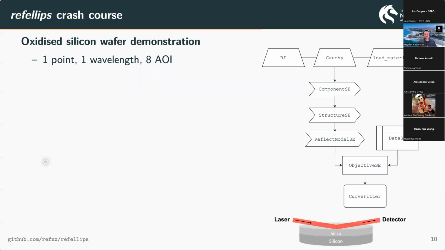So at this point, we've heard a little bit about what Refellips is and why we decided to make it. So now I'm going to dive into a quick crash course on how to use Refellips. And for this, I'm just going to use a simple oxidized silicon wafer, little schematic down here, but I'm sure we all know what that is. And for this demo, I've also only chosen a data set that relates to one point on the surface, a single wavelength, and 8 angles of incidence. And you can see here on the right, the flowchart describing the model and fitting process that happens in Refellips. Hopefully this isn't too foreign, it's not too uncommon, but I will highlight the relevant sections as we pass through them.